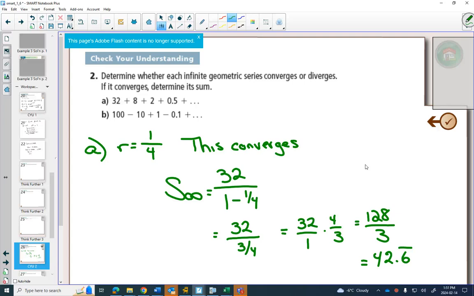Adding up the first couple, does it look like we're still going to be under 42.6? Right, here I'd be at 40, 42, 42.5. Looks like I'm going to be under 42.6 repeated. If you added up one more, you would already be at 42.625. That's pretty close after adding up only 5.